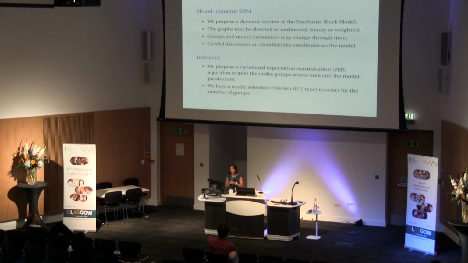And then, once we have set up this dynamic stochastic block model, we propose an inference method for this model. What we rely on is a variational expectation maximization algorithm, that will infer the groups across time and the model parameters. And we also have a model selection criterion, which is of the type of an ICL, integrated classification likelihood criterion. It's only some sort of penalized log likelihood criterion, okay? And this criterion helps us to select the number of groups, because when you want to cluster the graphs, sometimes you have no idea of how many groups you want. So you can select them with that criterion.